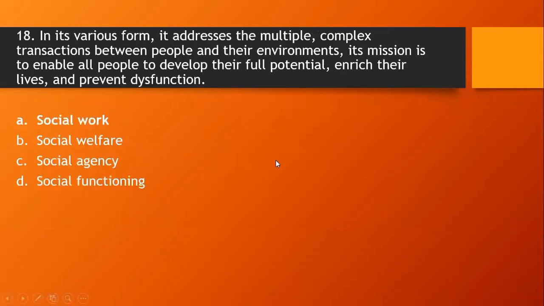Number 18. In its various form, it addresses the multiple, complex transaction between people and environments. Its mission is to enable all people to develop their full potential, enrich their lives, and prevent dysfunction. What is your answer? Yan. Okay, the correct answer here is letter A. Of course, naka-bold yung answer, no? Hindi ko na-edit. Anyway, so the correct answer is letter A.